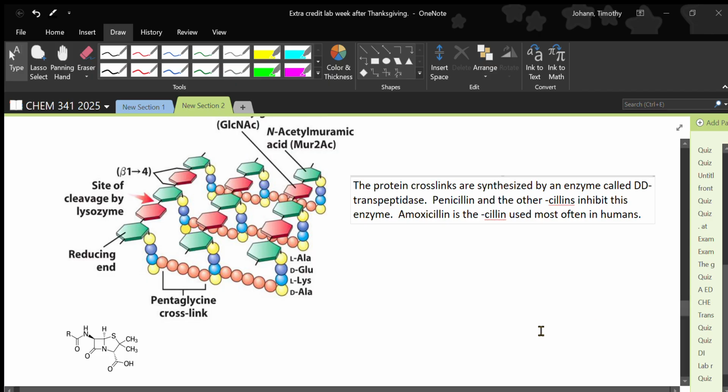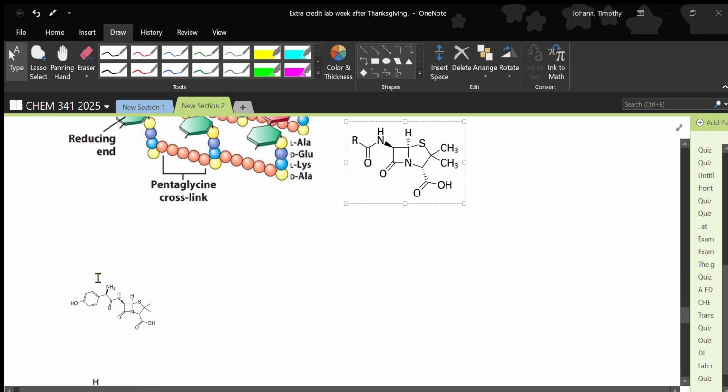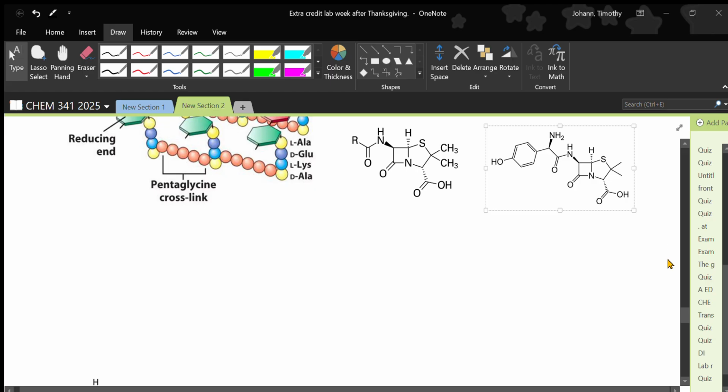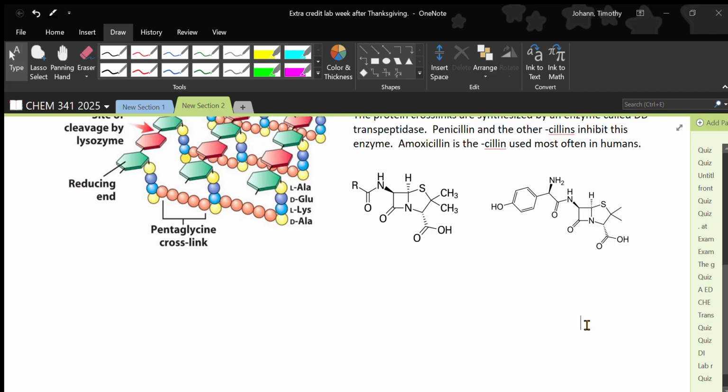All right, and so when we look at this, we want to look at structures here. This is penicillin. I'm just going to draw some arrows. And then this is amoxicillin. And what do they have in common? That weird S nitrogen circle thing. Right. And the big thing is beta lactam. Beta lactam is what it's called. We got the square, the four-membered ring.